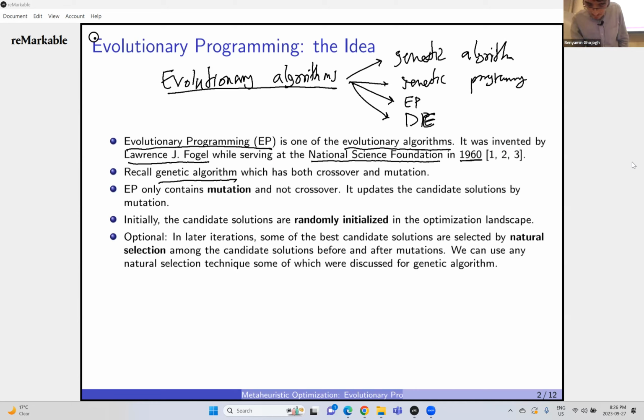Genetic algorithm has both crossover and mutation. Do you remember? It had both crossover and mutation. Evolutionary programming has only mutation. It doesn't have crossover. And also its mutation is a specific type of mutation. So it has at least two differences. One of them, it has only mutation and no crossover. And its mutation is also a specific type of mutation.